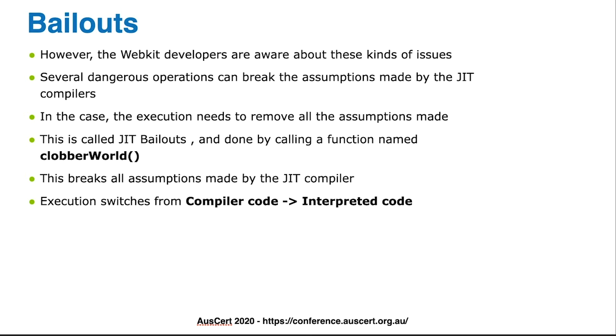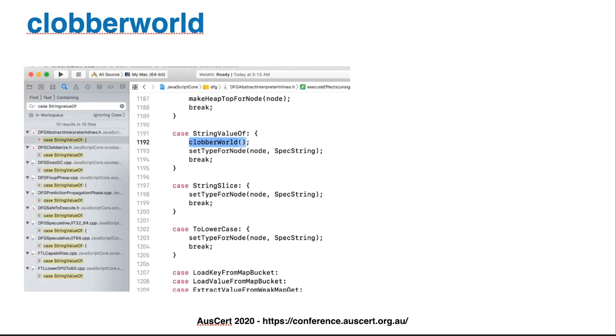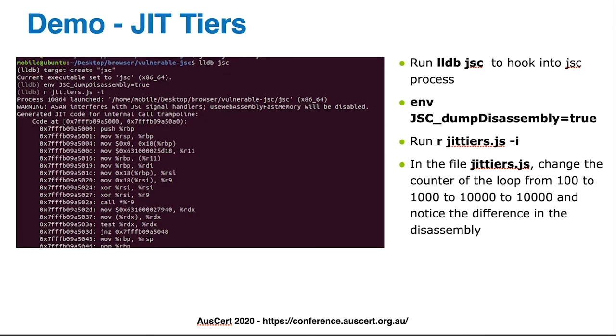Okay. So for example, if there's a dangerous operation which is happening, the execution will remove all the assumptions made, and it would cause something called a bailout. Okay, and the bailout is usually done by calling a function named clobberworld. This breaks all the assumptions which are made by the compiler, and the execution is now switching from the compiled code to interpreted code. So you can see examples of clobberworld in several places in the WebKit source code.